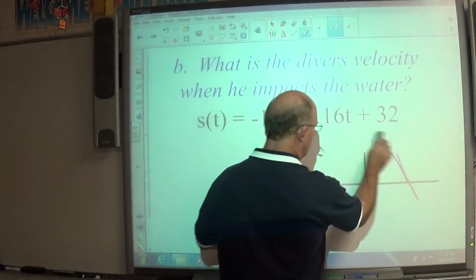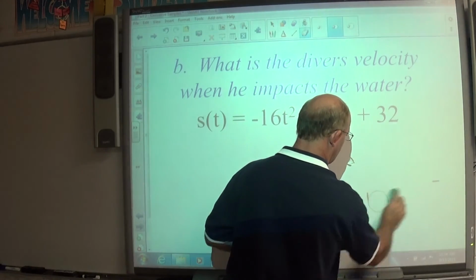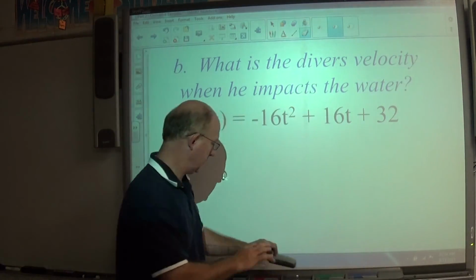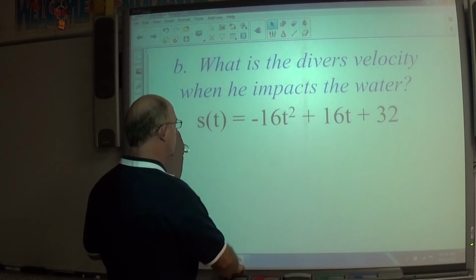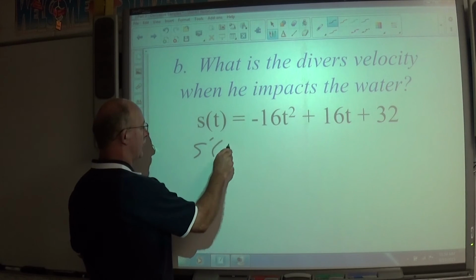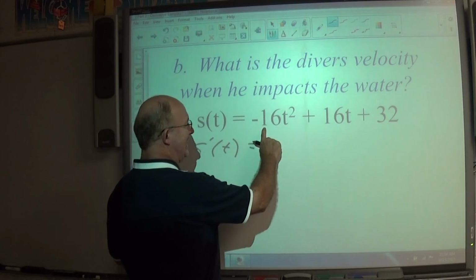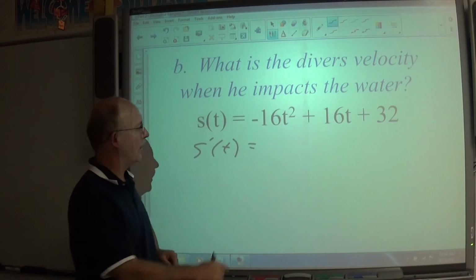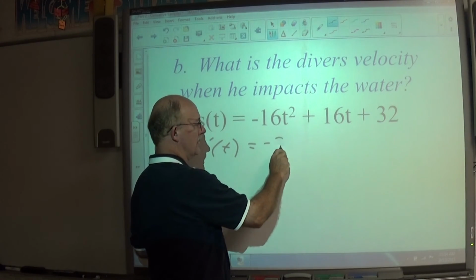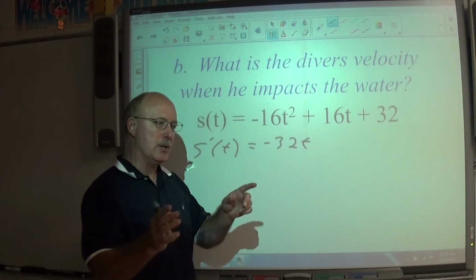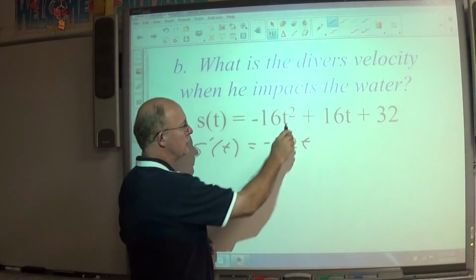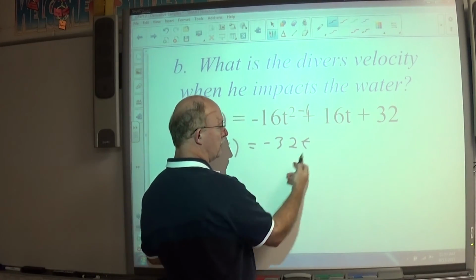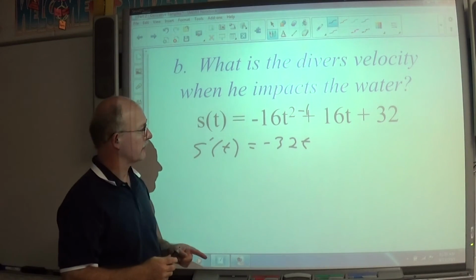So I'm going to erase this, I just wanted to mention that. Okay, what's the diver's velocity when he impacts the water? Now this time we need the derivative, so let's get the derivative of our position function. The derivative of negative 16t squared, 2 times negative 16 is negative 32t. So we're using our general power rule again. Multiply your exponent times your coefficient, subtract 1 from your exponent, will be negative 32t to the first power.